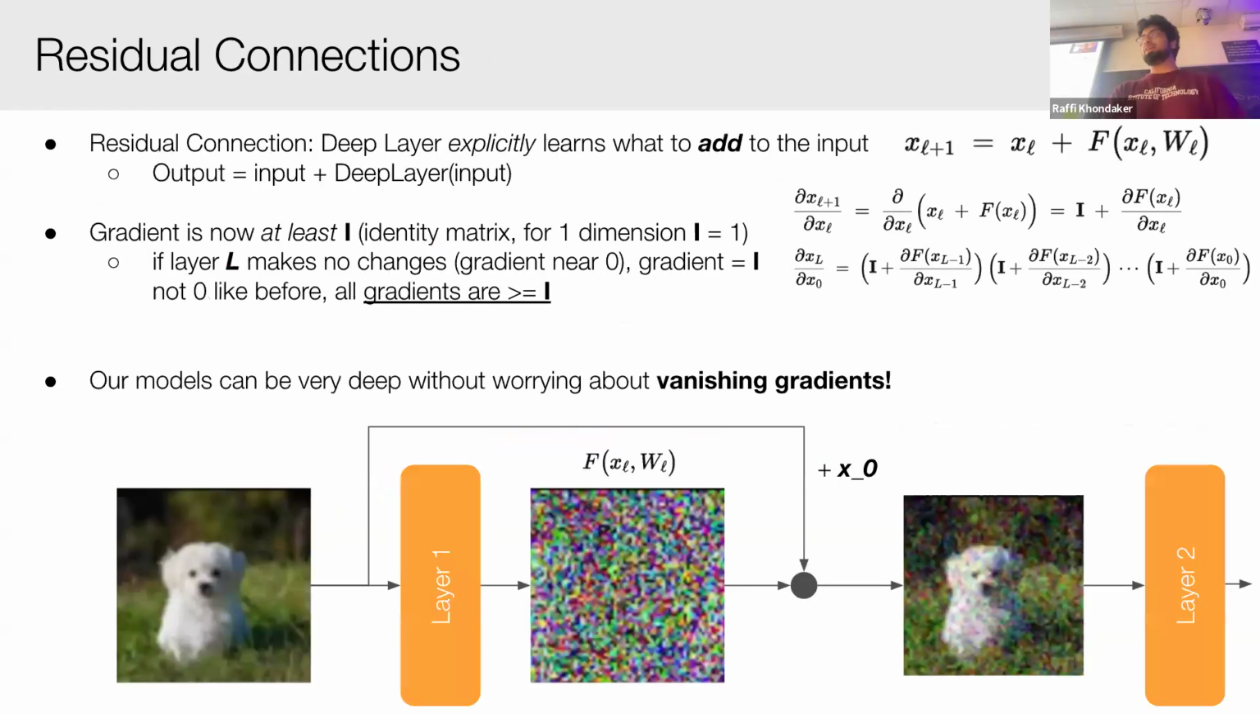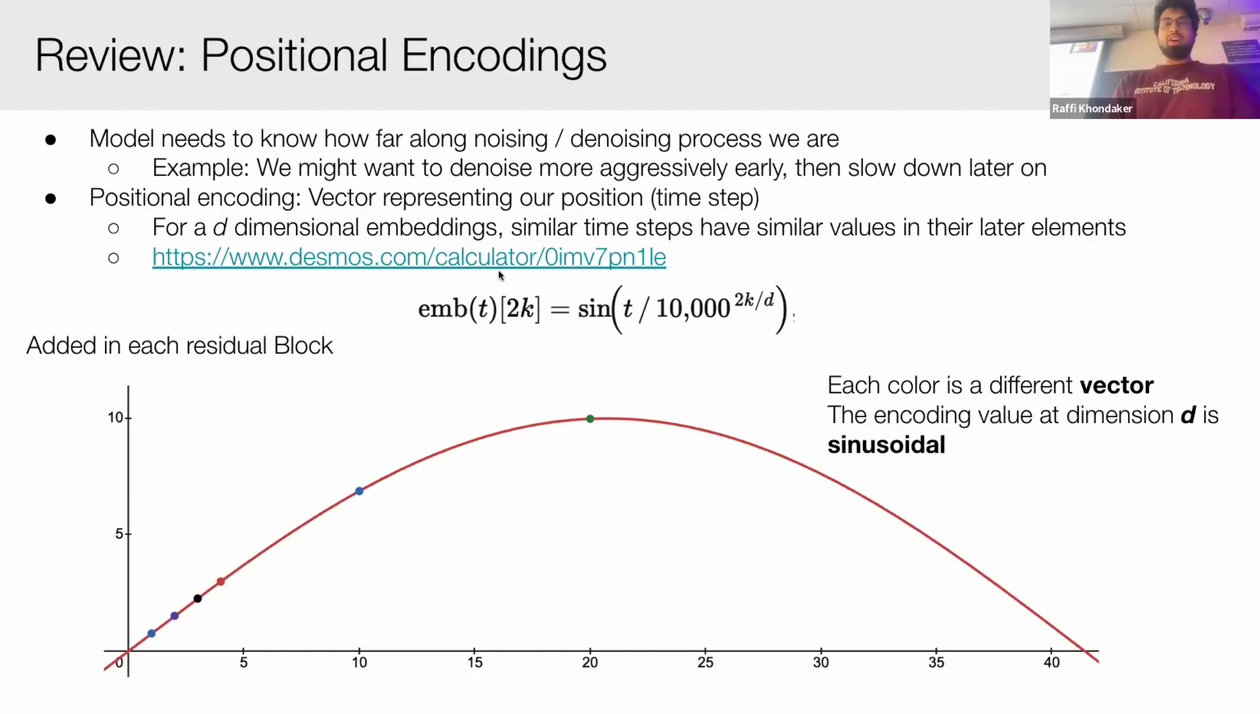So how do we incorporate that information into our neural network? Right now, we just take an image and predict the noise. We have no idea which step we're on. So we have something called positional encodings. It's basically a vector representing a time step. Every single time step, 0, 1, 2, 3, 4, all those are assigned to some d-dimensional embedding. For each dimension, this is the value you get out. But notice that this is a sine, that's important.